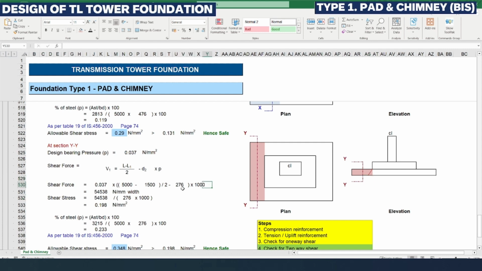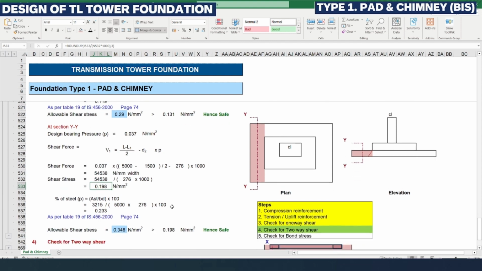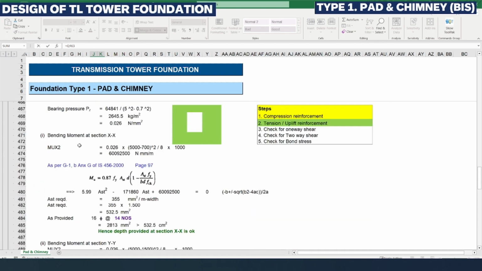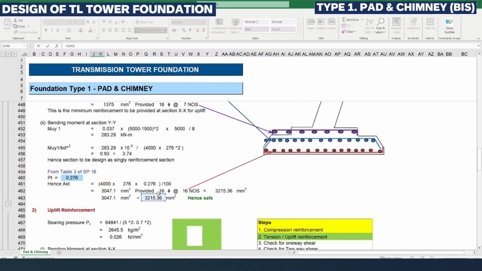Again here we are considering 1000, or else we can consider the whole width also, 5 meter, and that same width to be considered here also in order to calculate the shear stress. Likewise we are applying this and we are getting the shear stress as 0.198 Newton per millimeter square. Similarly, for section YY we had calculated the reinforcement as 3215.